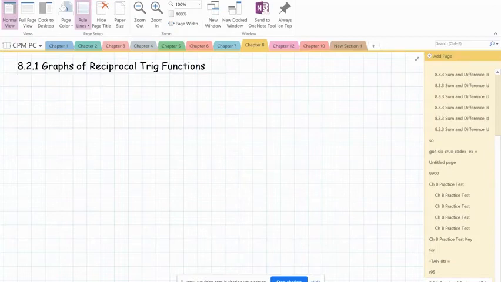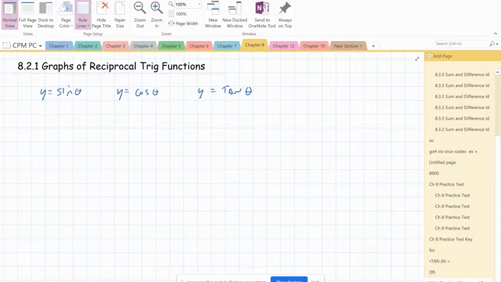In this lesson, we're going to get an introduction to the three reciprocal trig functions and see what their graphs look like. So you're already familiar with the graphs of y equals sine theta, y equals cosine theta, and y equals tangent theta. And each of these trig functions has a reciprocal function.